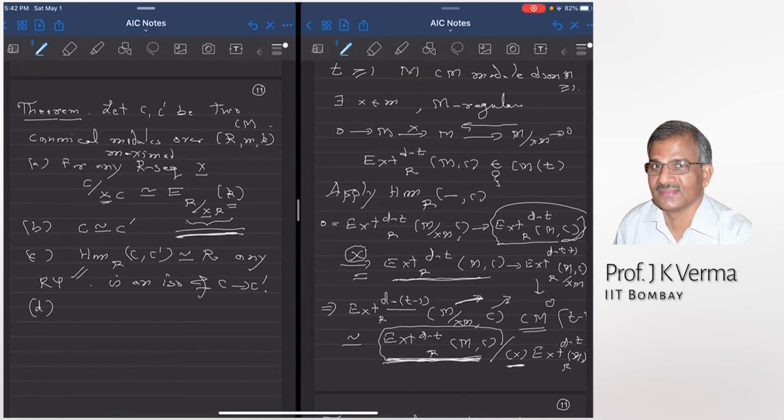Part D: for the canonical module, if I take the endomorphism ring of the canonical module, then there is a natural isomorphism from R to this, and this map sends r to multiplication by r from C to C. That is, x goes to xr. So R is isomorphic to the endomorphism ring of C. That is a special case of part C; I just put C equal to C prime. So these are the properties. Essentially this theorem is saying any two canonical modules over a Cohen-Macaulay local ring are isomorphic, there are plenty of isomorphisms, and the endomorphism ring is isomorphic to the ring itself. So let us prove this statement.